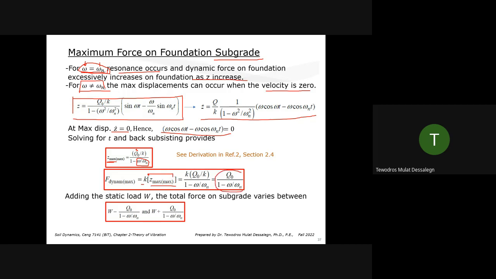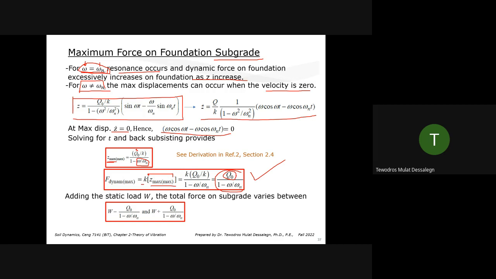Q naught is the max: you have a motor vibrating on the foundation. The motor has a max force amplitude of this much. We know the forcing frequency of the motor. We know the natural frequency of the spring mass system. If you know the two, then you know how much force is going to the foundation from the motor. The maximum dynamic force is Q naught over 1 minus w by wn. This is the dynamic component.